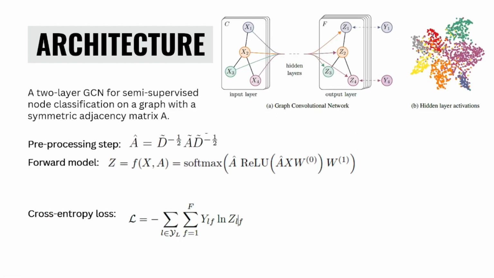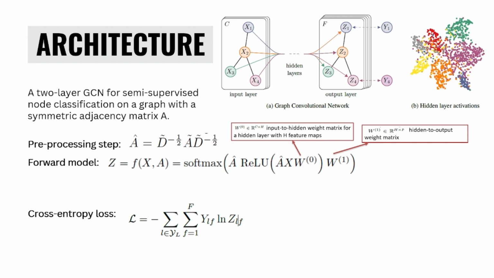Now that we have understood the core concept, let's implement it to perform semi-supervised classification. Consider a two-layered GCN for semi-supervised node classification. This architecture has C input channels in the input layer and F feature maps. We first calculate the value of A cap in the pre-processing step and then apply it in the forward model using this equation, where W0 is the input to hidden weight matrix for a hidden layer with H feature maps, and W1 is the hidden to output weight matrix. And this softmax function is applied row-wise.